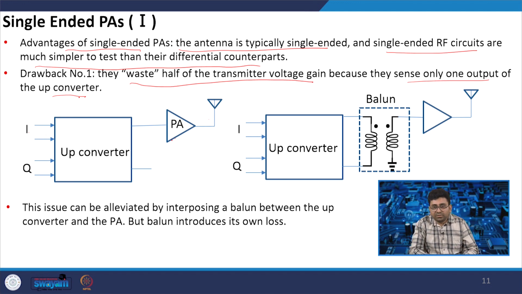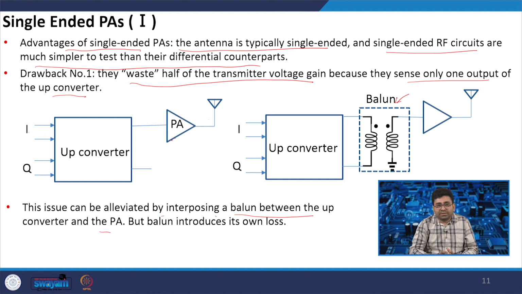So, what is the solution? The solution is we can introduce a balun between the up converter and the power amplifier. What will this balun do? It converts the differential signal to a single ended signal, and then it amplifies. So, this issue can be alleviated by interposing a balun between the up converter and the PA, but the balun will also introduce a loss.